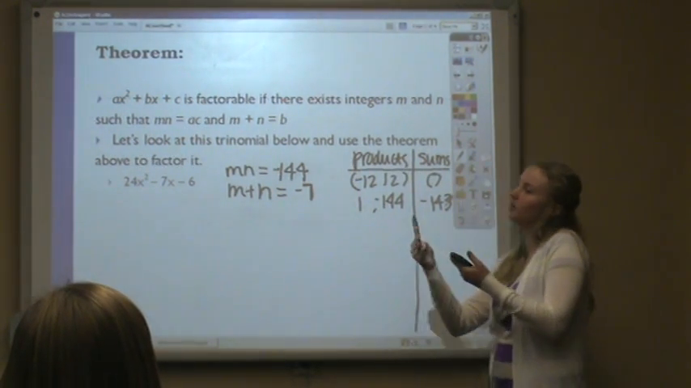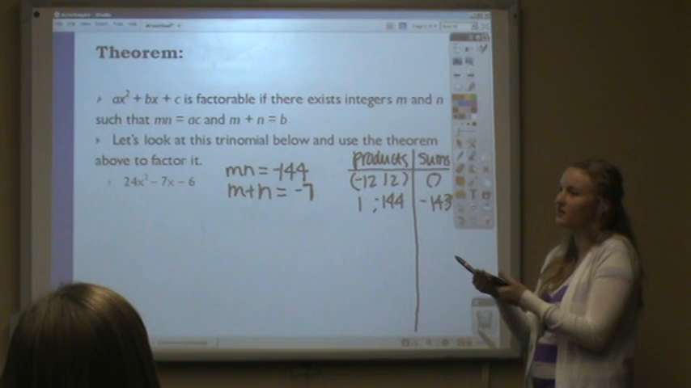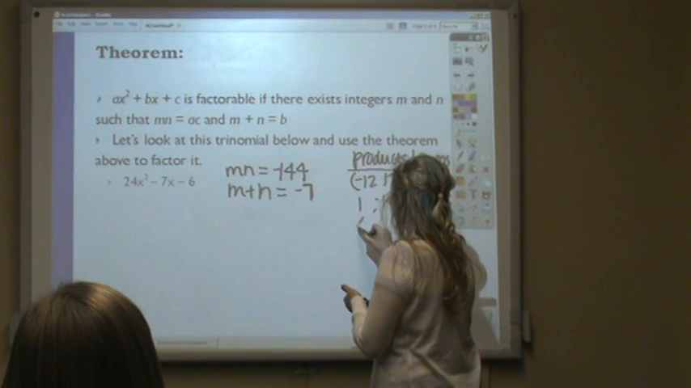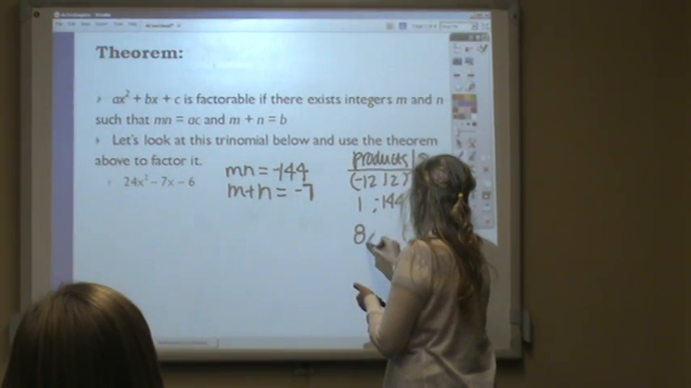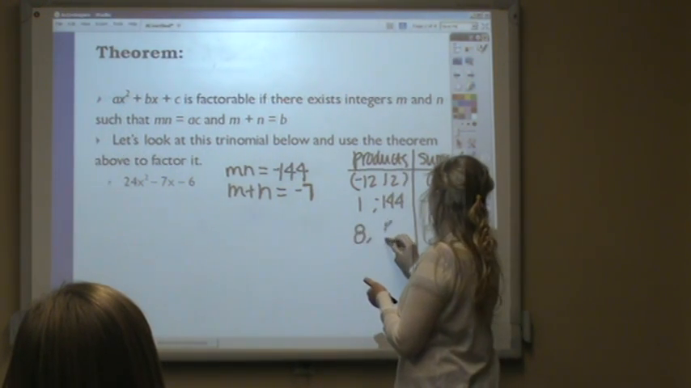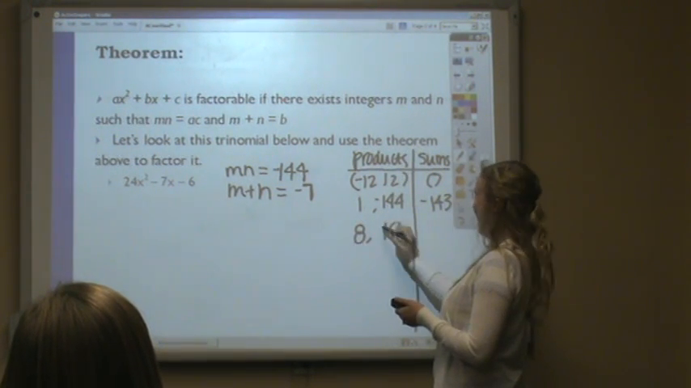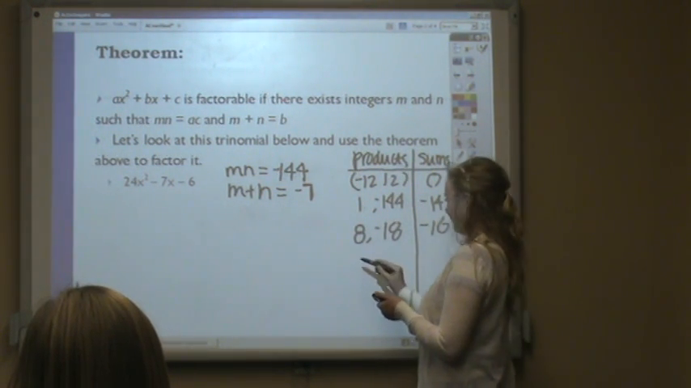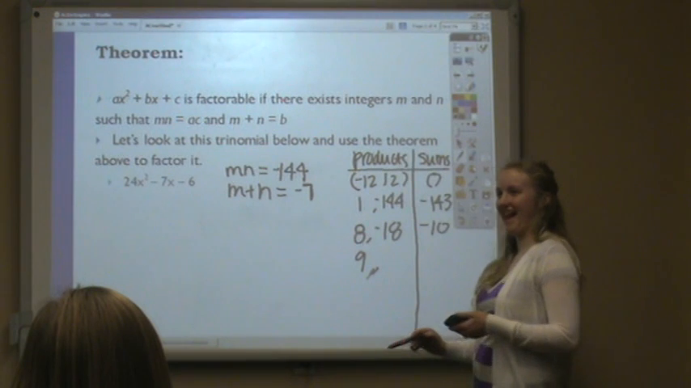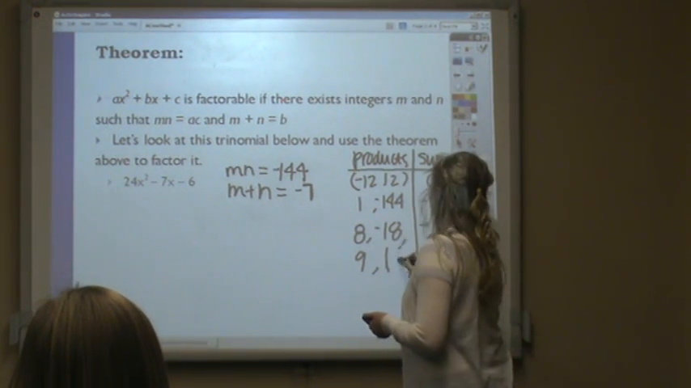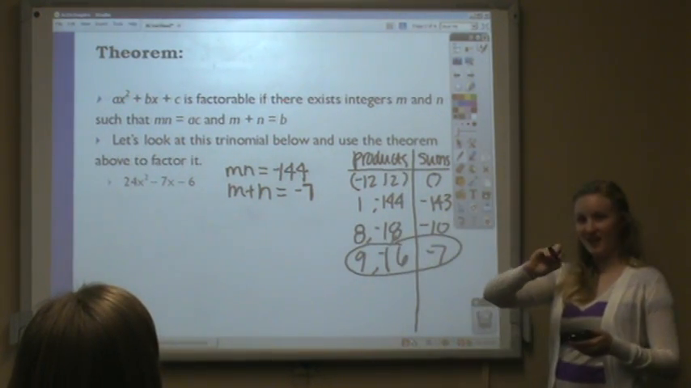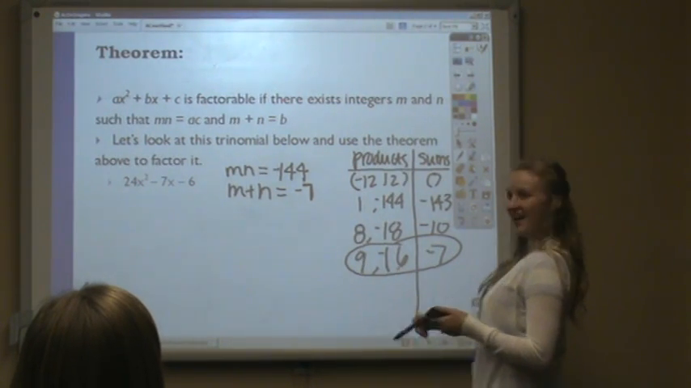So we think of two other numbers whose sum would maybe be closer to negative 7. I can't think of that. Okay, let's look at 8 and negative 18. Does that work? No. Closer. It's closer. Okay, so let's look at 9 and negative 16. Does that work? Yes. All right, so here we have our m and our n.